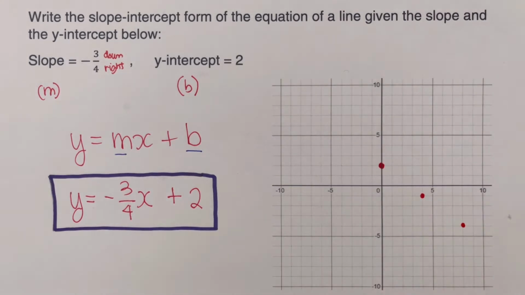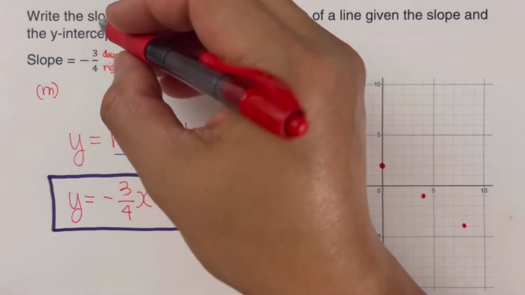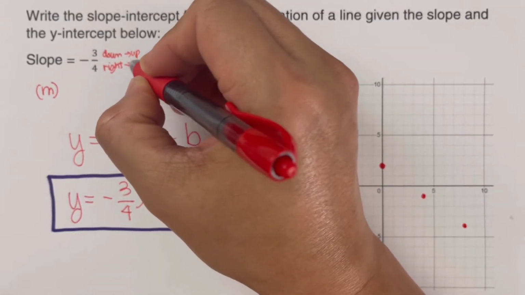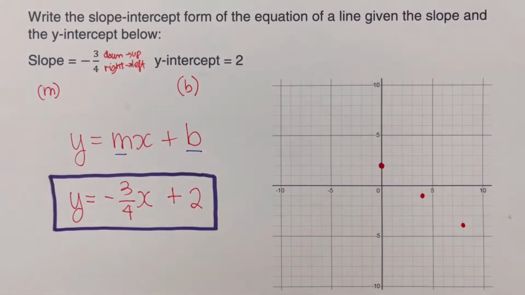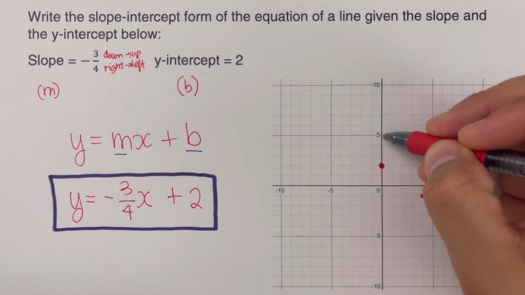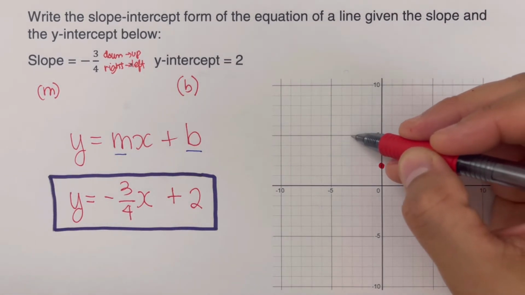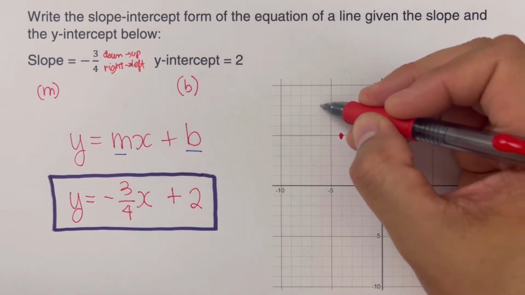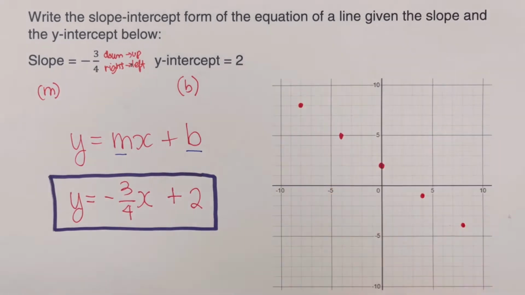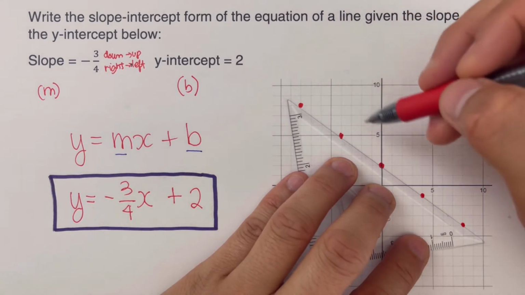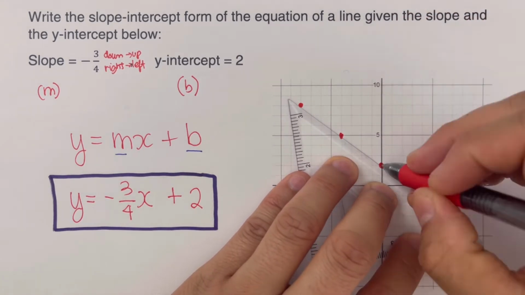We can also go the other way around. We can either go up and left. That's actually the same thing. So we go up 3: 1, 2, 3. Left 4: 1, 2, 3, 4. Up 3: 1, 2, 3. Left 4: 1, 2, 3, 4. So this is the graph of this equation that we have right there. I'm going to connect the dots here to create the line.